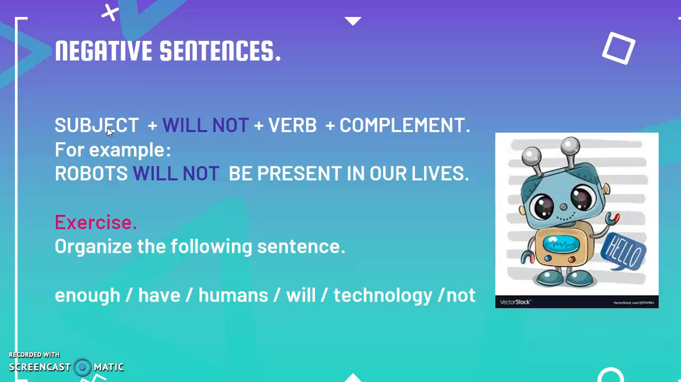Now, if we want to talk about negative sentences, we are going to use the subject, will not, the same verb, and the complement. For example, robots will not be present in our lives. So, organize the same sentence that we had before, but now we are going to make it in negative form. If you got humans will not have enough technology, you were right.